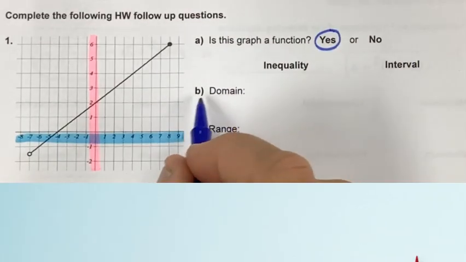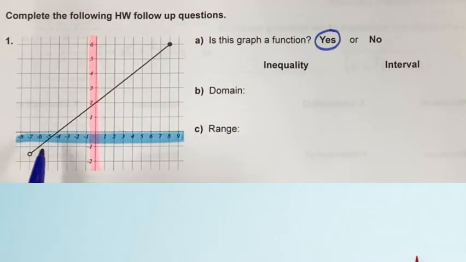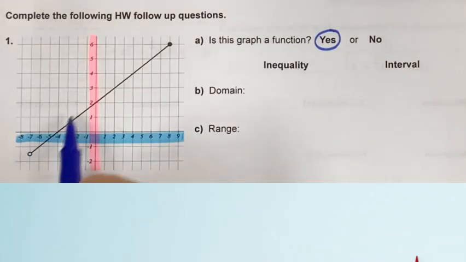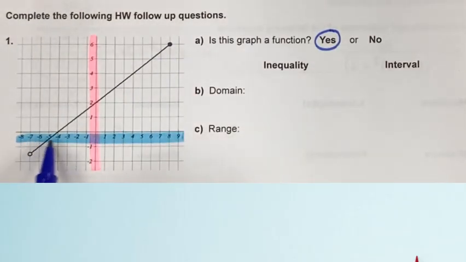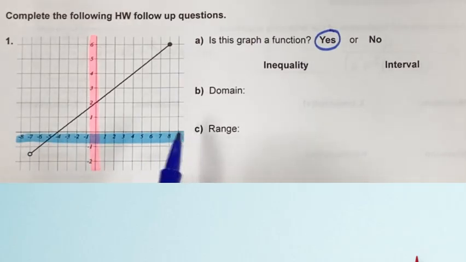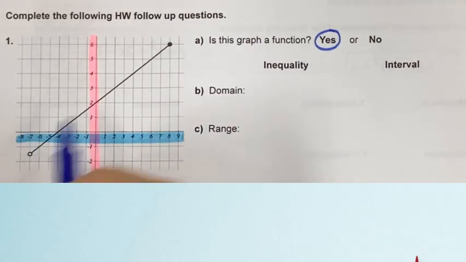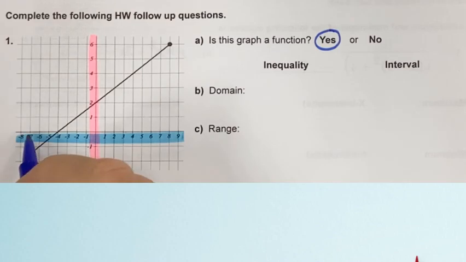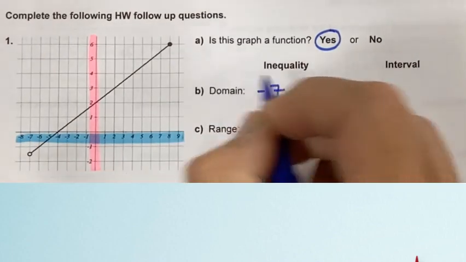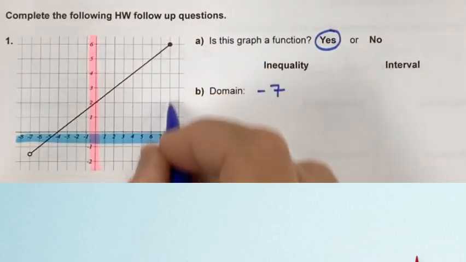Next, they ask the question, what is the domain of this graph? The domain is all the possible x values that are used to make this graph. So any number off this blue line on the x-axis is going to be used to describe how far left this graph goes and how far right the graph goes. You'll notice it goes as far left as -7, and it goes as far right as +8.